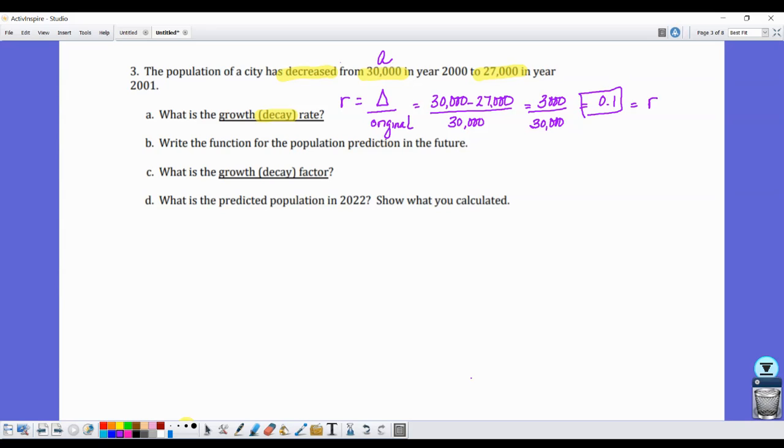So let's keep going. Write the function for the population. Okay, so we remember exactly how to write these functions. This is a population problem. So the population at time t is going to be our original amount. Now I need that growth factor or decay factor. In this case, it's a decay. We're decreasing, so it's decay. And so I'm going to take 1 minus r raised to the t.